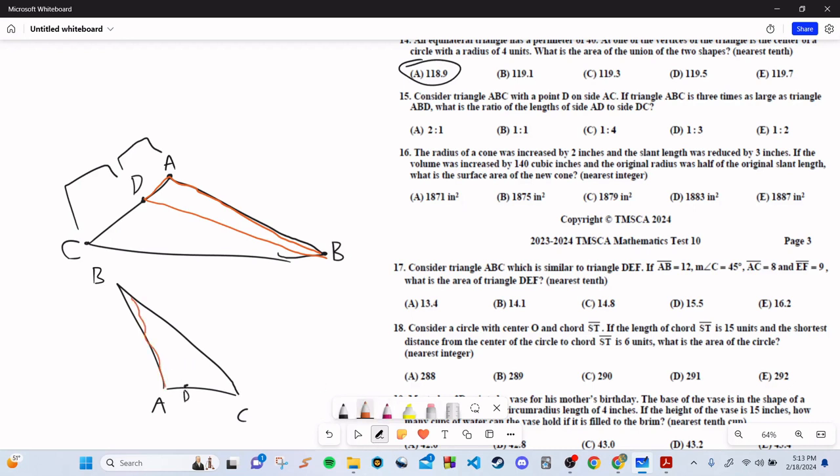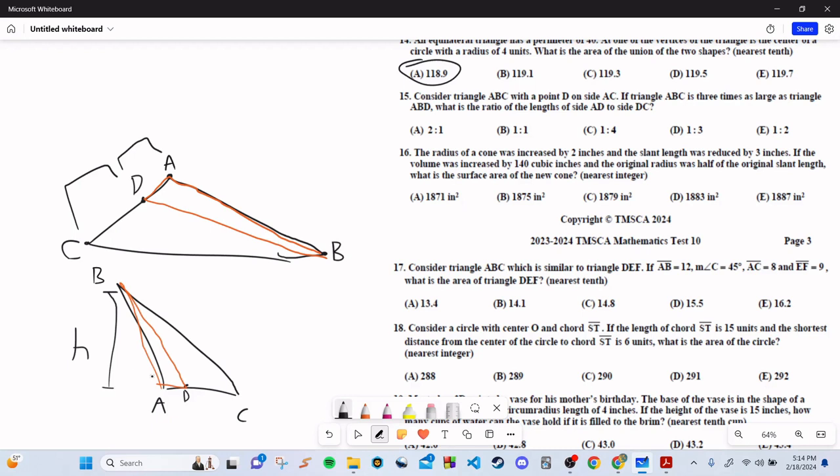So something like that. Okay, so position like this, both triangles ABD and ABC have this same height, h. So that doesn't change.